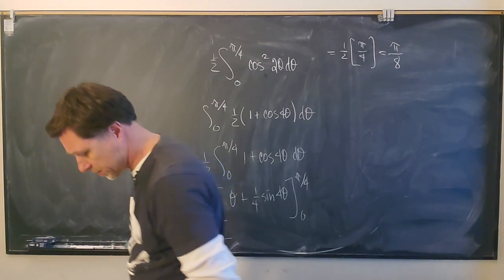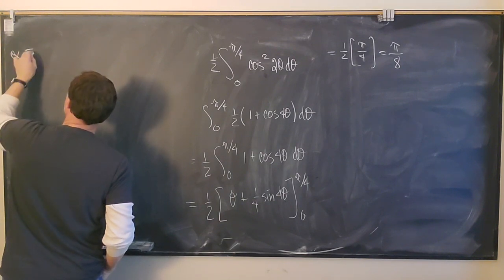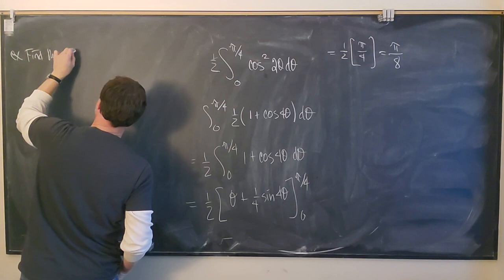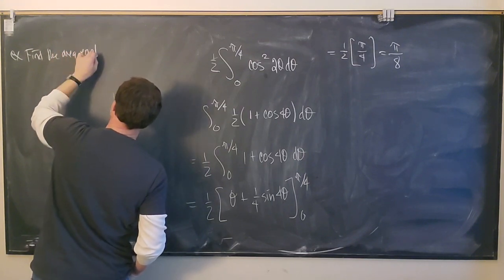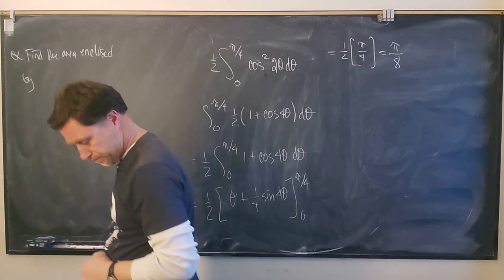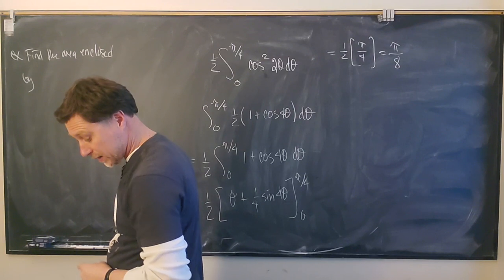Do a few more examples still. So the next one, let's find the area enclosed by r equals 2 minus sine theta.